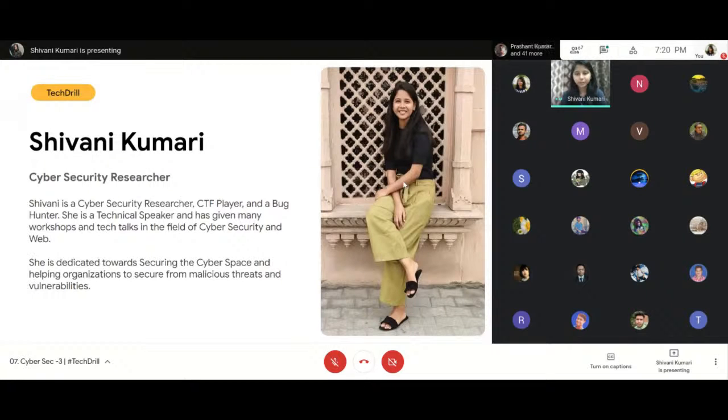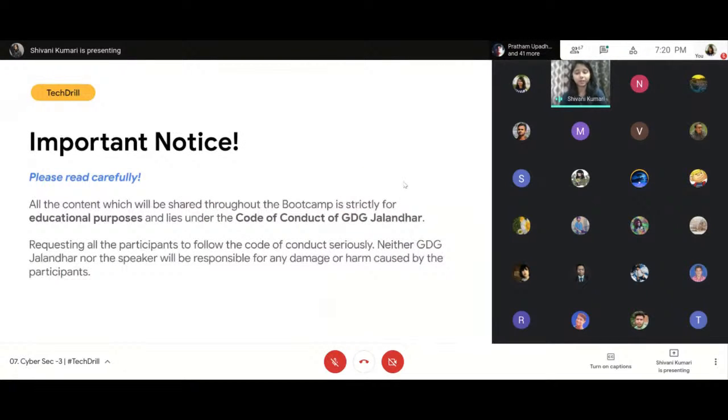So moving forward, we have an important notice. All the content which will be shared or delivered throughout the bootcamp is strictly for educational purposes and lies under the code of conduct of GDG Jalandhar. I request all of the participants to follow the code of conduct. Neither GDG Jalandhar nor I will be responsible for any damage or harm caused by any participants. The motive is just to stay ethical and learn cybersecurity to enhance your skills.